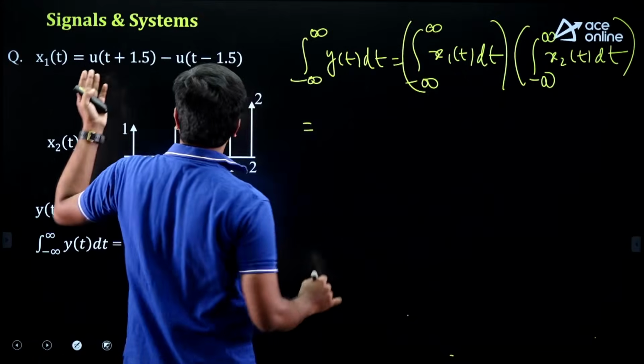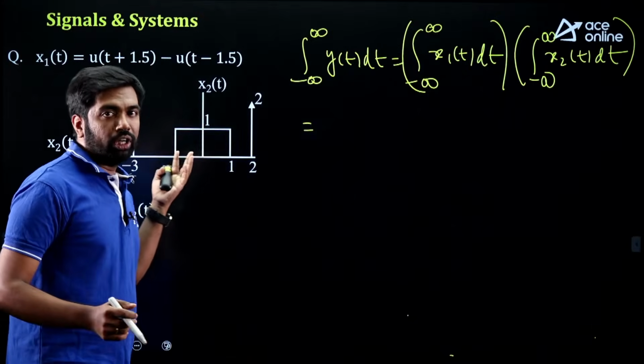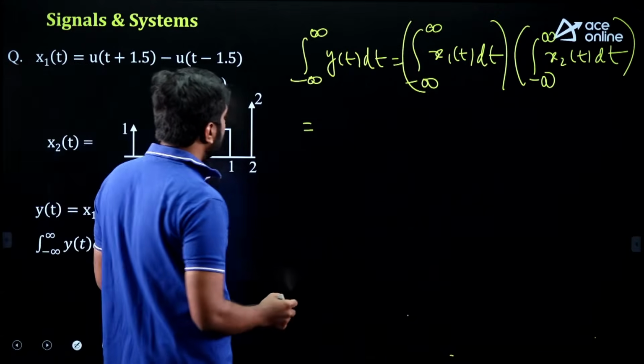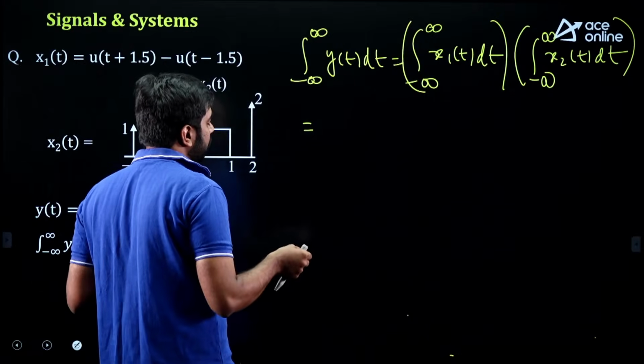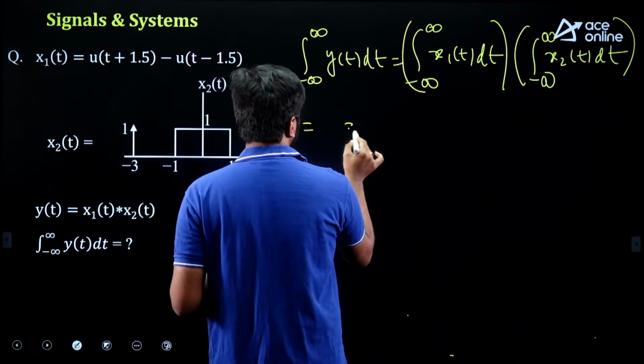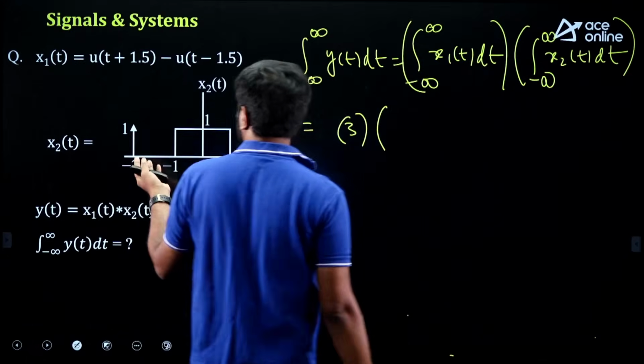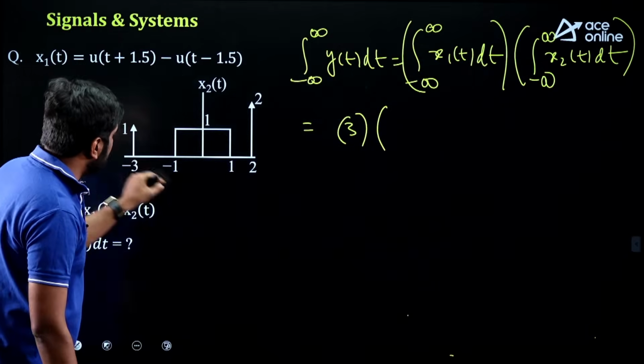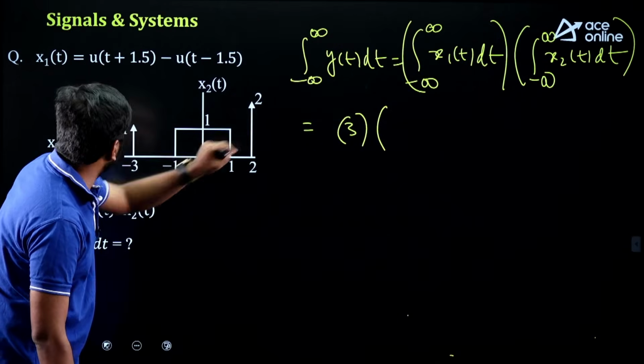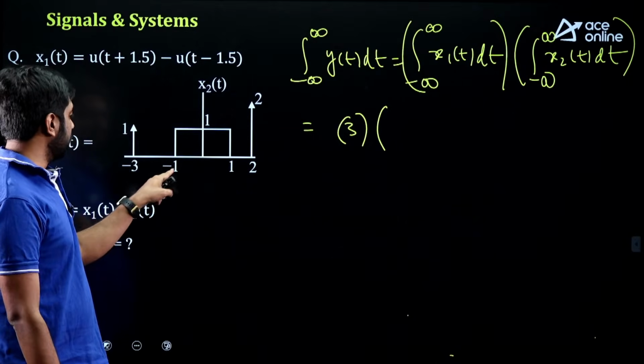Now the first waveform is a rectangular pulse from minus 1.5 to 1.5 with height 1. So the area is, the width of the rectangular pulse is 3 and the height is 1. So the area is 3. The area under the second one: it has an impulse at minus 3, an impulse at 2 with a 2, you have to be a little careful, and a rectangular pulse from minus 1 to 1.